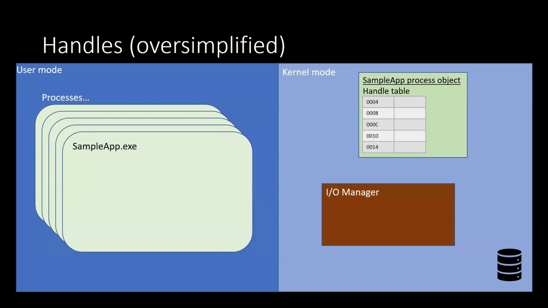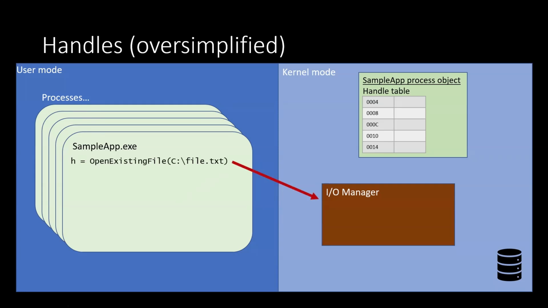What are handles? Well, handles are the mechanism through which user mode processes access resources managed by the kernel, such as files, registry keys, processes, threads, synchronization objects, etc. Here we have sampleapp.exe, running in user mode. It has a corresponding process object in kernel mode that has a handle table with references to the resources that it can access. So sample app wants to open a file.